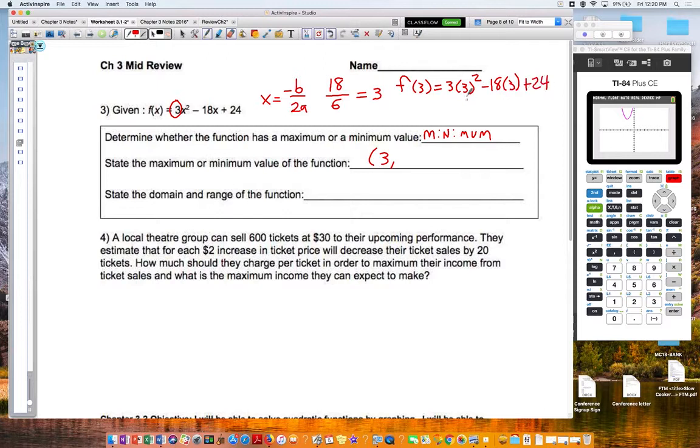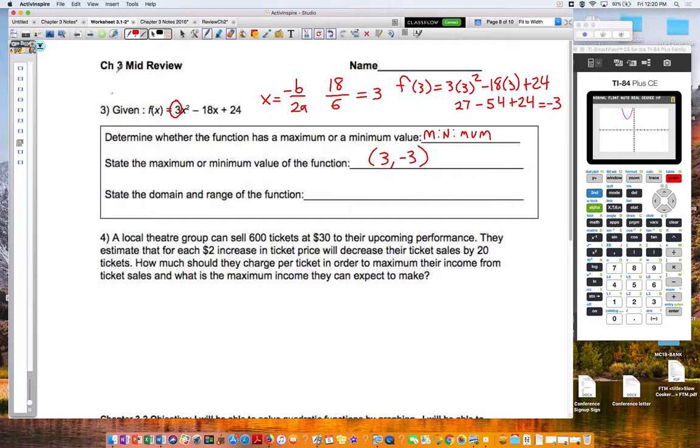So 3 times 3 squared minus 18 times 3 plus 24. Well, 3 squared is 9. 9 times 3 is 27. Minus 54, but plus 24. So 24 and 27 make 51. Minus 54 makes this negative 3. So I get my vertex at 3, negative 3.